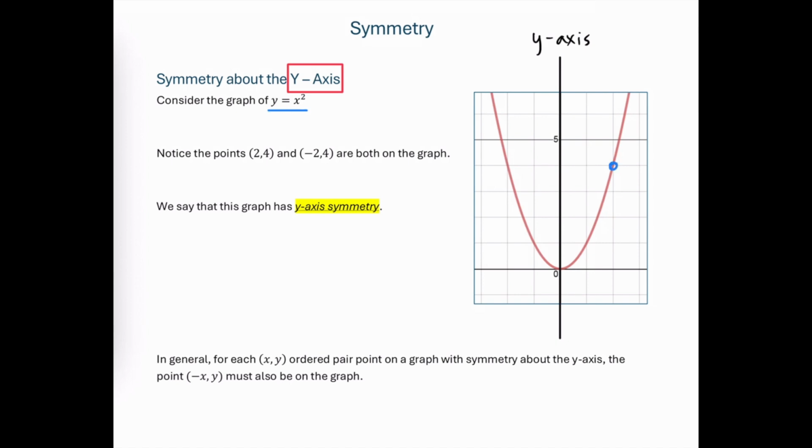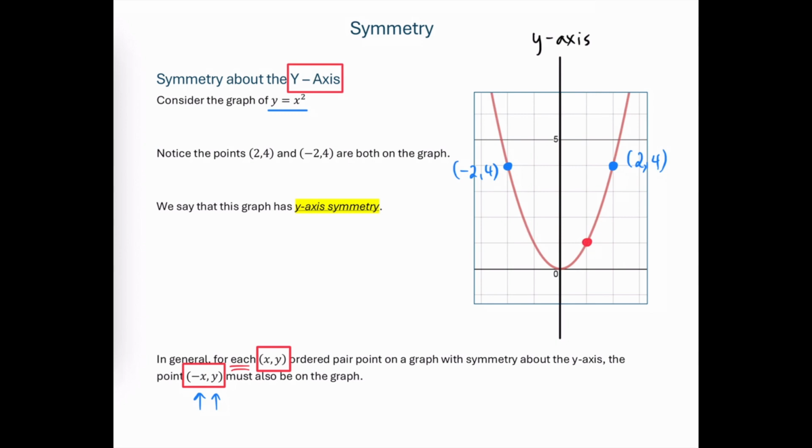Let's notice that we have the ordered pair (2, 4) on the graph, but we also have the ordered pair (-2, 4). This is a characteristic of a graph that has y-axis symmetry. If a graph is symmetrical about the y-axis, every single ordered pair on that graph will have a corresponding ordered pair where the y value is the same, but the x coordinate is opposite in sign.